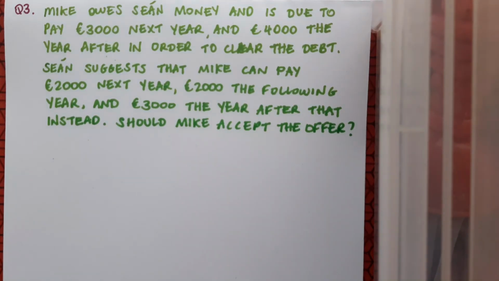So here's a question for you now. Mike owes Sean money and is due to pay 3,000 next year and 4,000 the year after in order to clear the debt. Sean suggests that Mike can pay 2,000 next year, 2,000 the following year and 3,000 the year after that instead. Should Mike accept the offer? Pause the video here, complete the question and then check and see if you're correct.